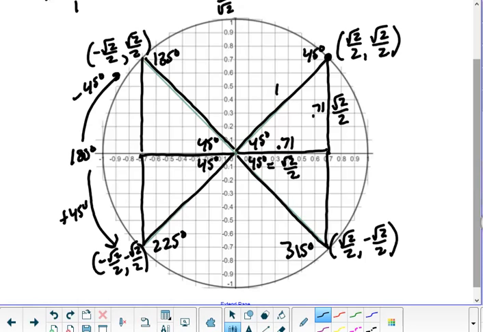Once again, the x value tells me the cosine of the angle. The y value tells me the sine of the angle, and the reason why that is because the hypotenuse is 1. So we're going to put this all together on something called the unit circle in the next video.